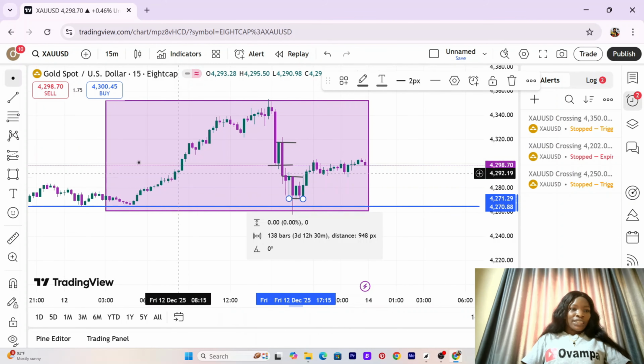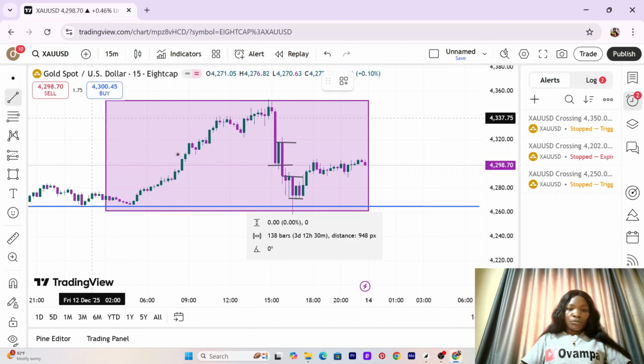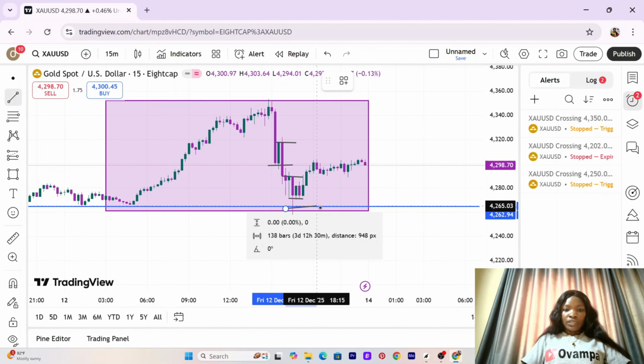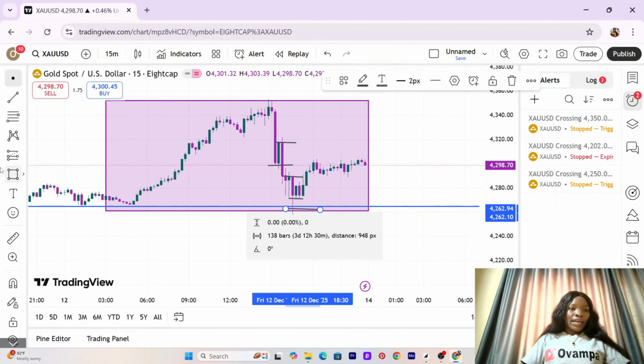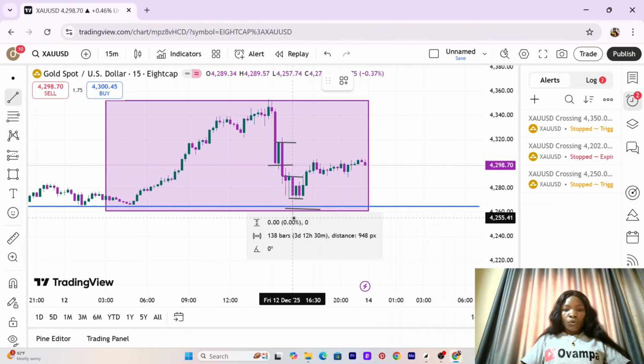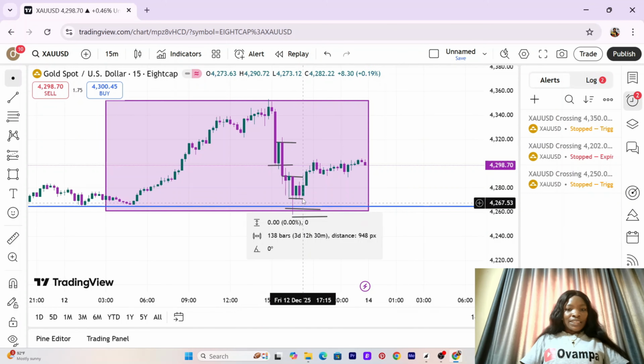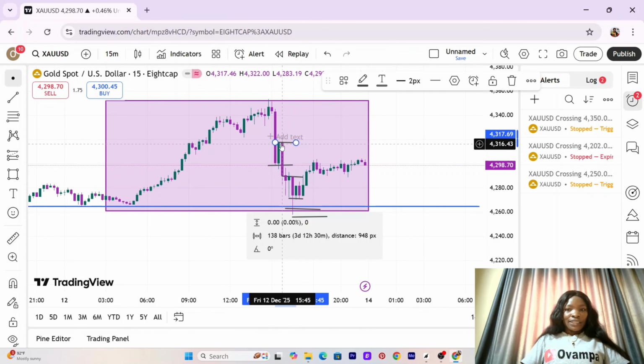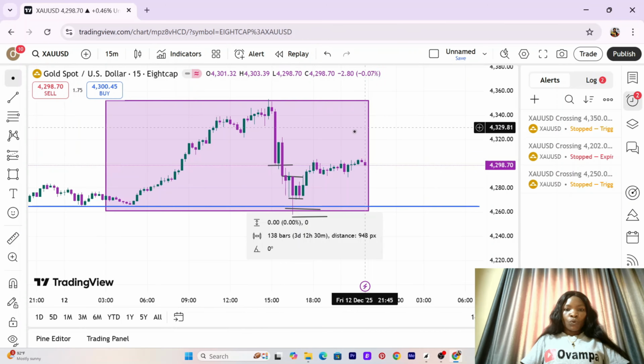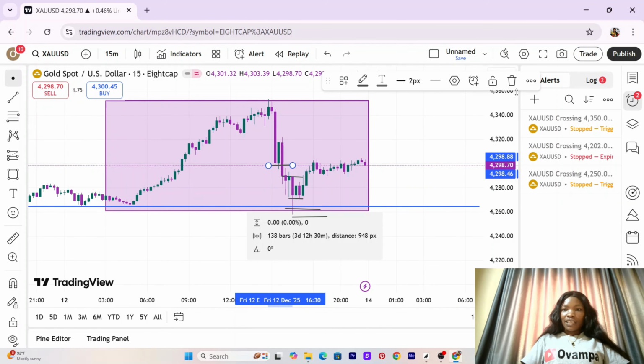But at a point, instead of the sellers making more lower lows, maybe like here, and continuing to push down, they were so weak, they couldn't push down anymore, right? So at this point, we can clearly see that these guys are so weak. These guys are getting tired.